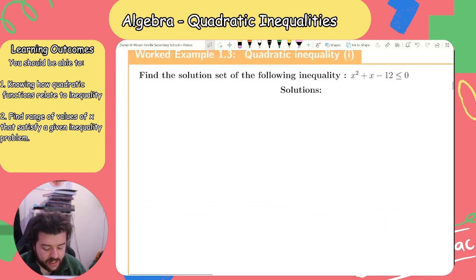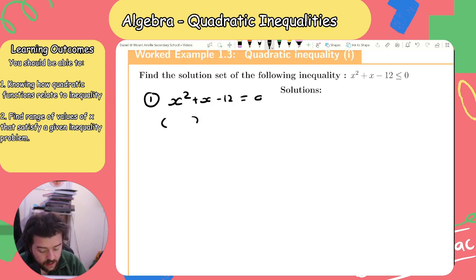So find the solution set of the following: x squared plus x minus 12 is less than or equal to 0. So, first step is we solve it. So it's going to be x squared plus x minus 12 equals 0. Two numbers that multiply to get minus 12 but add to get 1. That is going to be plus 4 and minus 3. Solve them both. I get x is equal to minus 4 and x is equal to positive 3. Done.